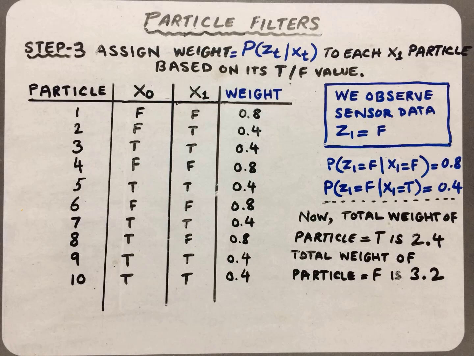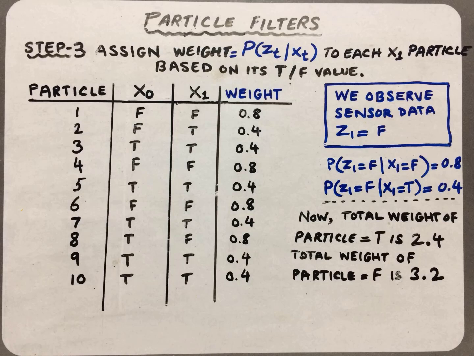The next step is to assign weight to the particles, and we're going to use the sensor model probabilities. The probabilities that we have used here say that if a particle is in false state, then the sensor tells us that it is in the false state with 80% chance, or probability 0.8, whereas the sensor output is opposite to the state of the particle when the particle is true. That occurs with probability 0.4. And you can calculate the other two probabilities when the sensor output is true by yourself by subtracting these probabilities from 1.